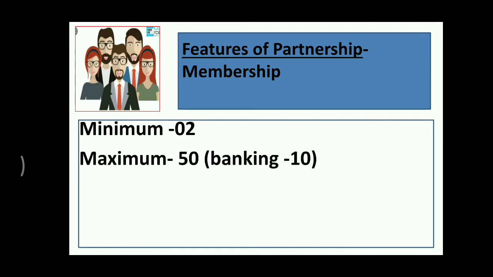Then next is regarding the membership. In a partnership firm, the minimum number of members required is 2 and the maximum is 50. But in case of banking business, only 10 is the maximum number of partners allowed. So minimum 2, maximum 50, but in case of banking business it is 10 maximum.